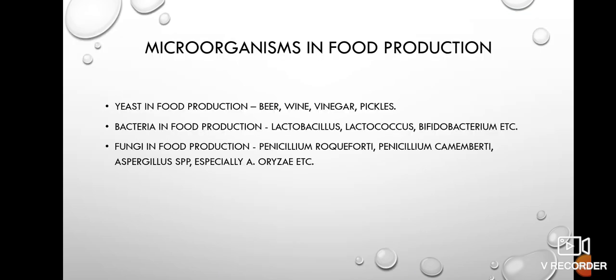Now, the microorganisms in food production we were discussing. The yeast in food production: leavened bread and bakery products. Saccharomyces cerevisiae ferments sugars to produce carbon dioxide, the gas that gives the porous structure to bakery products and breads. It also contributes to the flavor by formation of alcohols, aldehydes, esters, etc. So yeast is used in beer, wine, vinegar, pickles, etc.